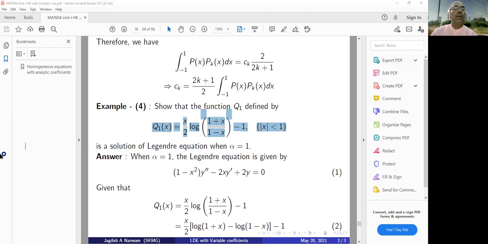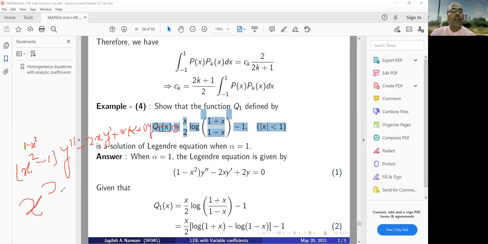I will change the color. The Legendre equation: x square minus 1, I will take it like this, into y double dash minus 2x into y dash plus, I will write the Legendre equation first, alpha into alpha plus 1 into y, so this is equal to 0. This is the Legendre equation.